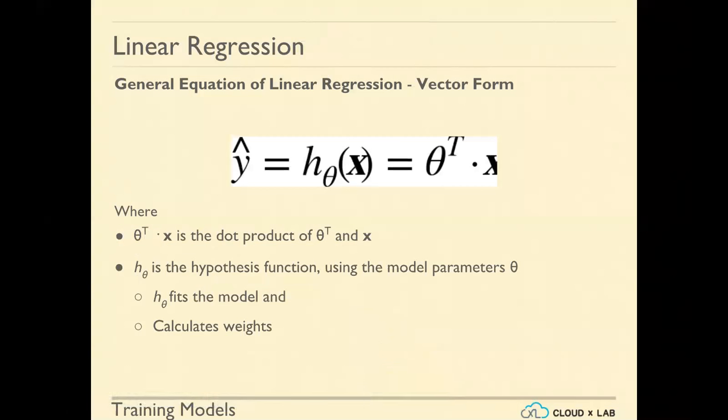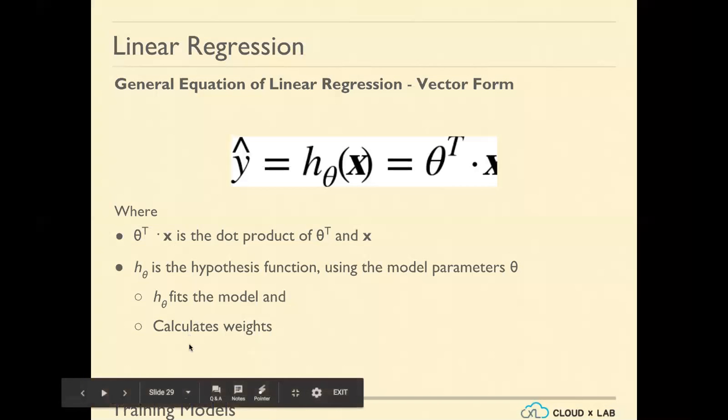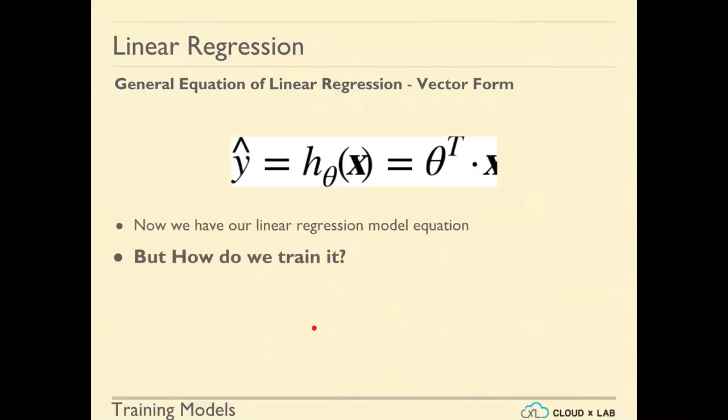So h theta is our hypothesis function using the model parameters theta. H theta fits the model and calculates the weight. Basically, this is the role of our machine learning, to find out the hypothesis function and calculate these weights. A point from Pavan, column matrix is also called a vector. You can say that, yes.